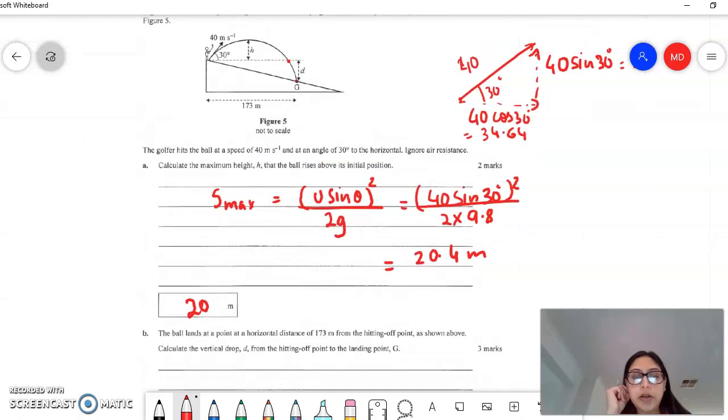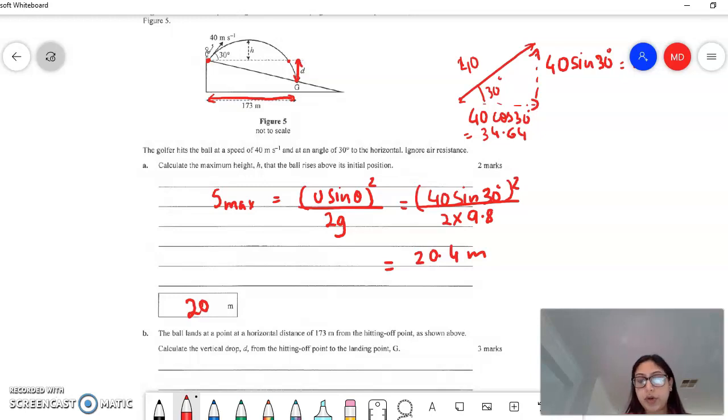Now it lands at a horizontal distance of 173. Find the vertical drop. So it's pretty similar to the last example. You know the horizontal distance, so find the time taken using that, and then you can find the vertical, because you can see this is actually the displacement anyways from the final position. So the height d is the displacement in the vertical direction.